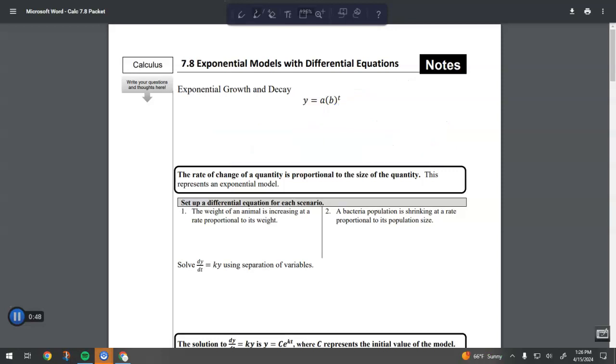The weight of an animal is increasing at a rate proportional to its weight. So the weight is increasing, tells me dW over dt. If it just says proportional to, that's multiply, right? Because if it wanted to divide, what word would it use? Division would be inversely. So there's directly and inversely. If they don't tell you directly or inversely, it's implied that it's direct. So it's k times something. If it were inverse, it would be k divided by something. But this is dW over dt, so the weight is increasing proportional to its weight.